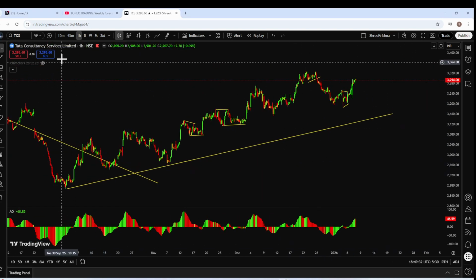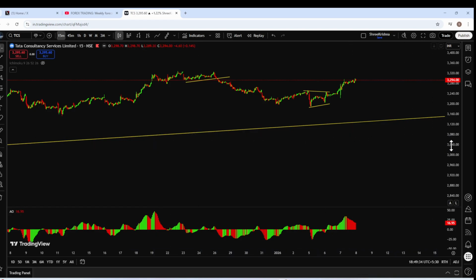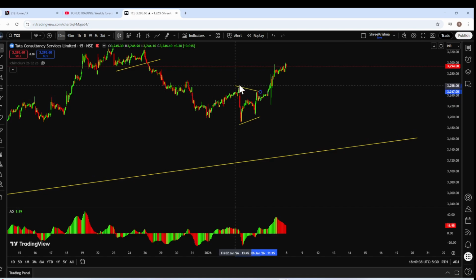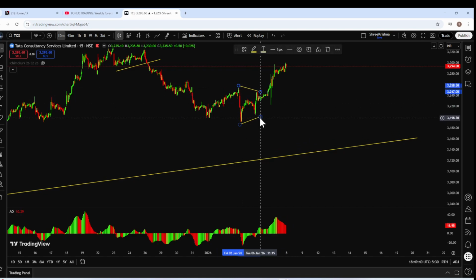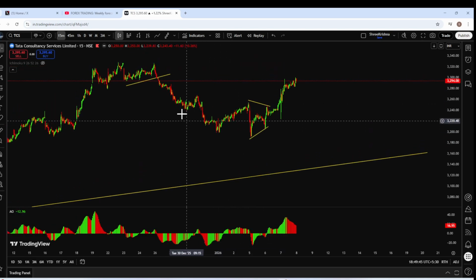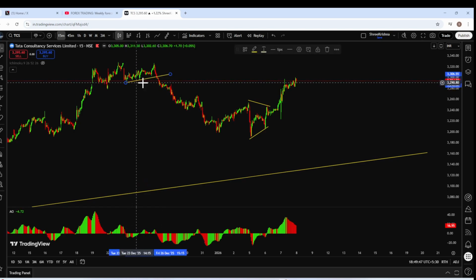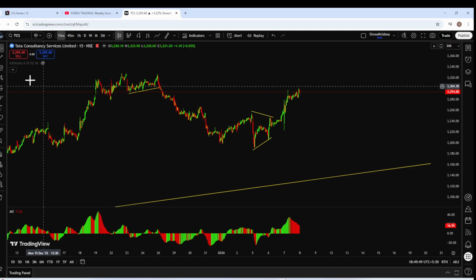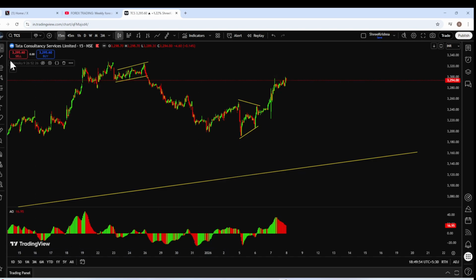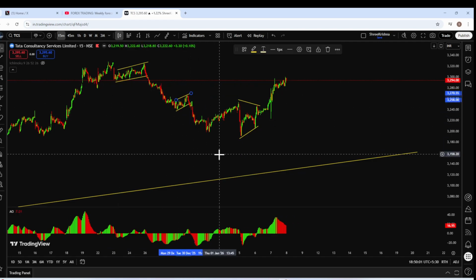And suppose if you want to go on 15 minutes, yes, you can go on the 15 minutes, and you can see this. It made an impulse, and this is a flag. It's very simple. You can see this is a flag. There you can also see one more flag. And once the flag breaks, you go sell. Okay.